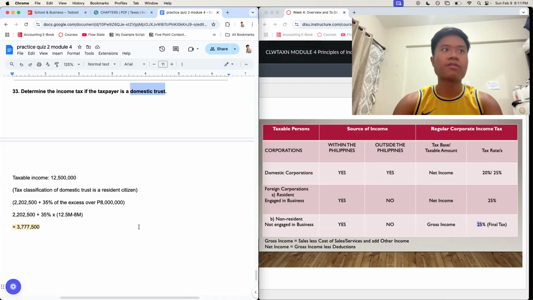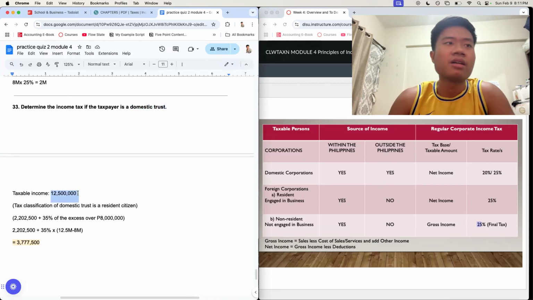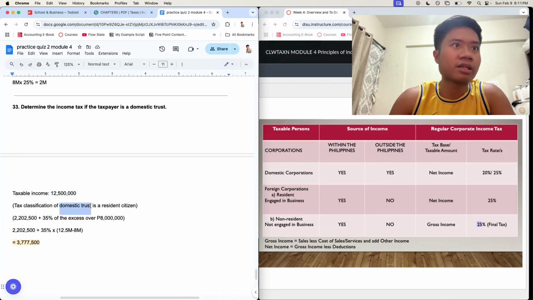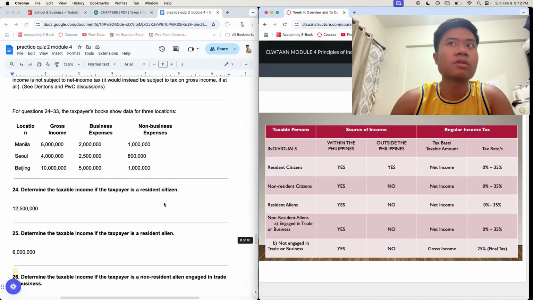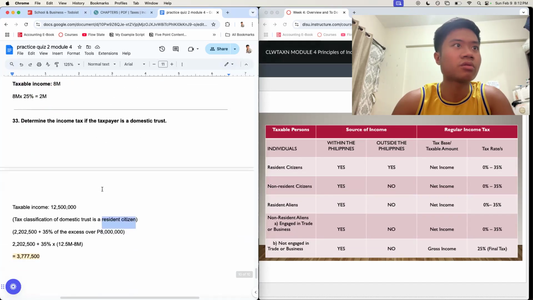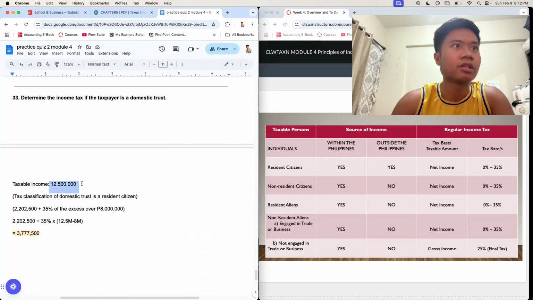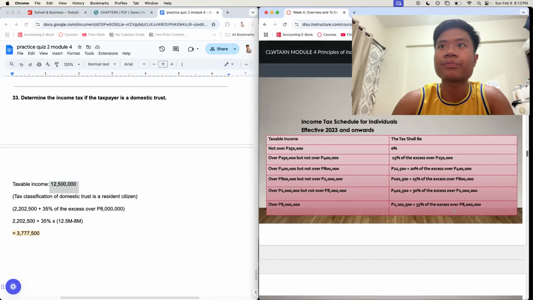How do you calculate it? First, you get the taxable income. But how do you get the taxable income? Your domestic trust is classified as a resident citizen. So the rule for resident citizen is yes, yes, net income graduated rates. So you get the net income like we've always done. So this plus minus this, which will give us 12.5 million. Now, it's graduated rates. So we go to this table.